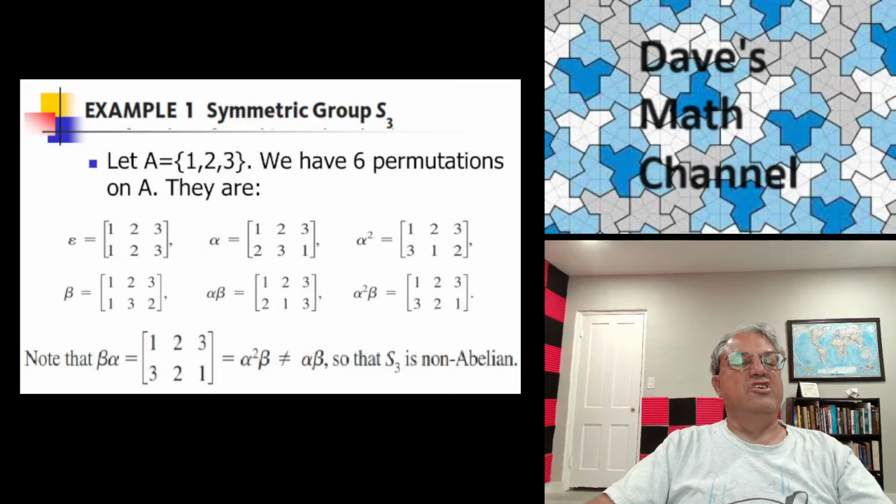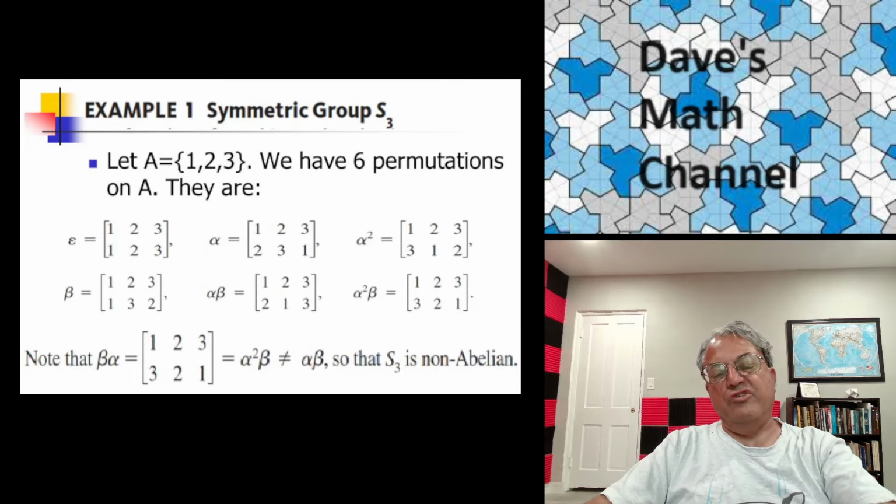But it's what's called a non-abelian group. That's just a fancy name for a group that doesn't commute. So, for instance, alpha beta is not the same as beta alpha. Beta alpha turns out to be alpha squared beta. So this is an example of a non-abelian group. And it turns out that S_n is non-abelian for n greater than or equal to 3. I think A_n is as well. And I think non-abelian groups in general are a lot more interesting than abelian groups.